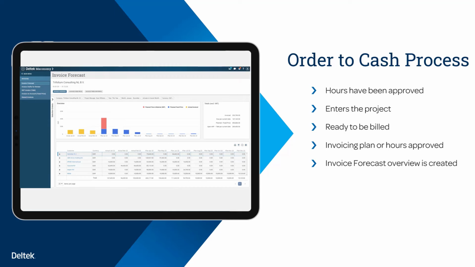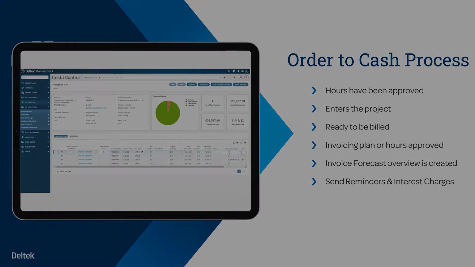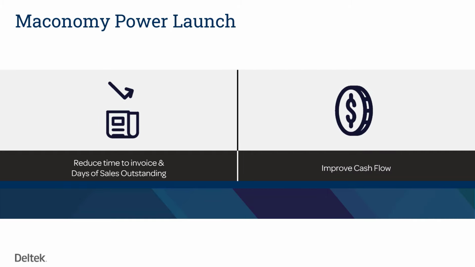And finally, we have seen how Economy offers strong credit control functionality, including reminders and interest charges. All of these items will help improve how fast we can invoice and reduce our days of sales outstanding, thereby improving our cash flow.